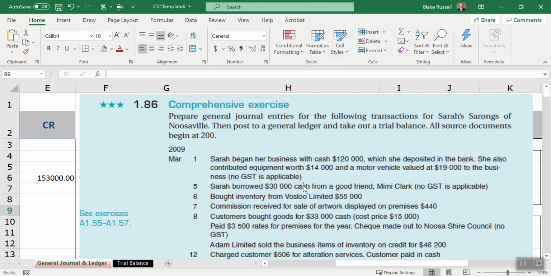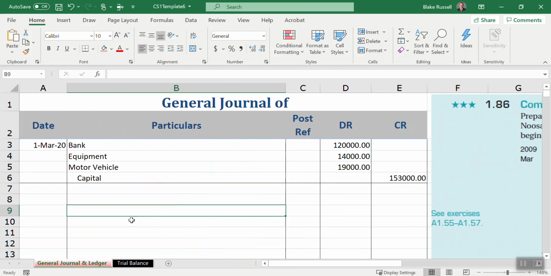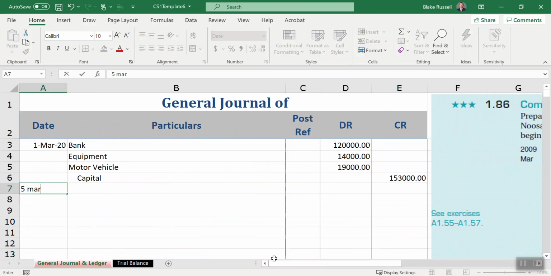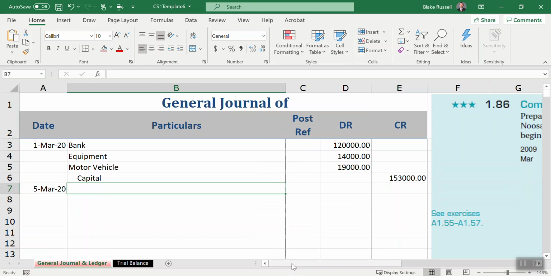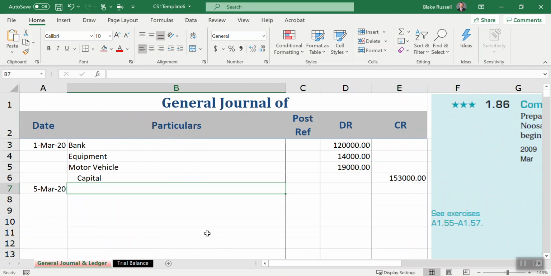So, Sarah borrowed 30,000 cash from a good friend. No GST. Where are we getting GST? Mimi Clark. Alright, so that was on the 5th of March, $30,000 cash. Okay, so what are we borrowing from them? We're borrowing cash. So it'd be bank. Keeps indenting, we can fix all that up.